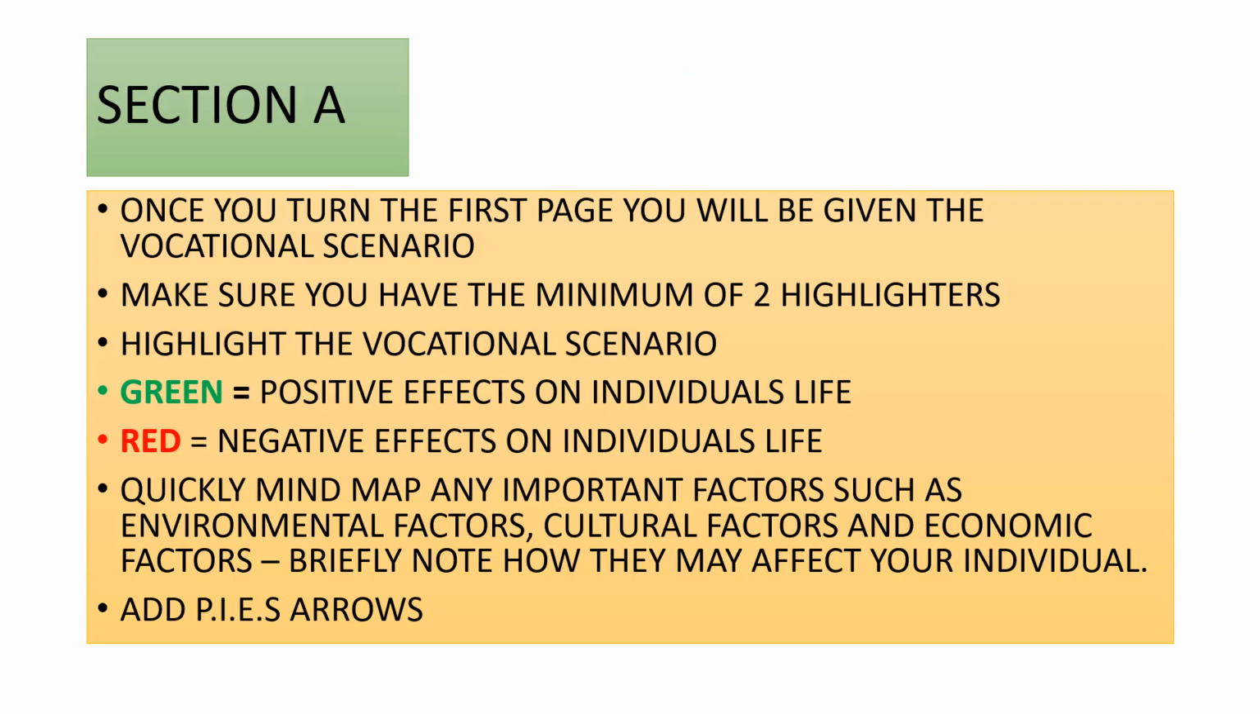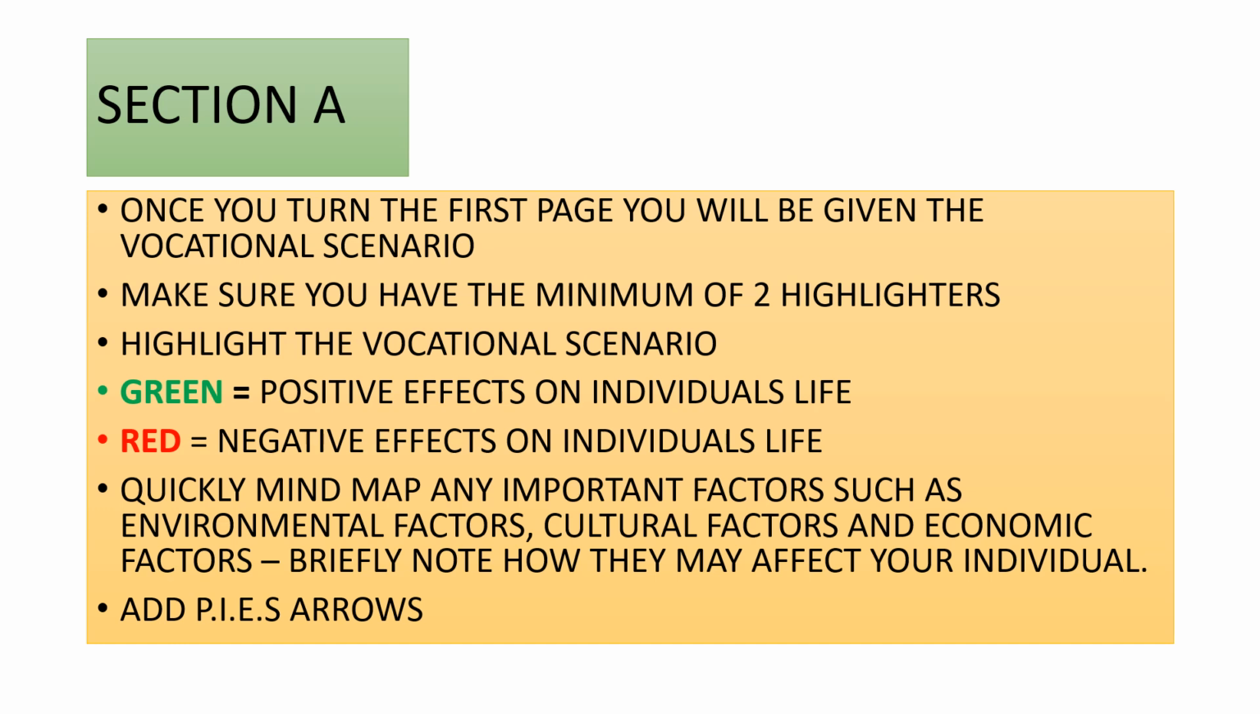So section A, which is our first page. Once you turn the page of your exam paper, you'll notice that there is a vocational scenario. There's lots of writing that tells you about a particular individual. Please make sure that for your exam you have a minimum of 2 highlighters. You're allowed to highlight the page, have notes coming off it, that's absolutely fine. I would have a green highlighter and a red highlighter, or if you choose to use different colours then do so, but make sure you know which one you're going to use for underlining positive effects on an individual's life and negative effects on an individual's life. That really helps you as you go through the exam paper.